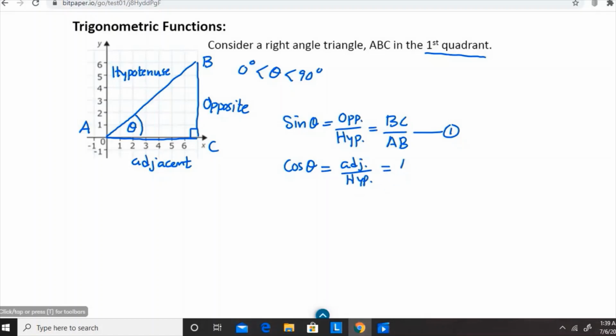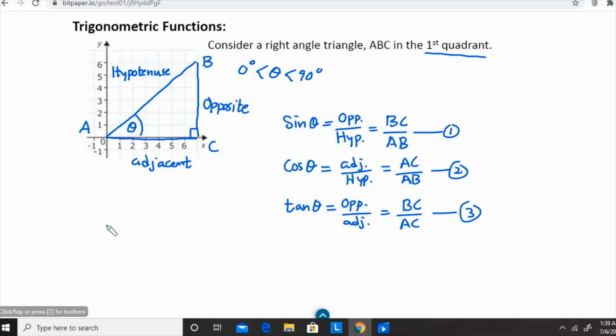Adjacent is AC over hypotenuse is AB. And the third one that I'm going to define is called the tangent theta. And that's defined as the opposite over the adjacent. The opposite is BC and the adjacent is AC. So that's, let me call that equation number 3.